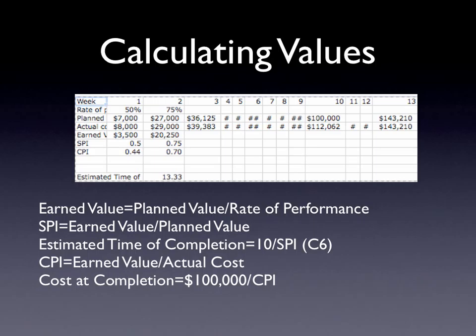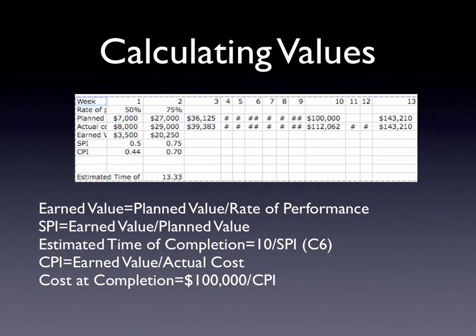Now we can calculate actual time to completion, which is the planned number of weeks, 10, divided by week 2's schedule performance index of 0.75. This yields 13.33 weeks, so we can see that the project will run behind schedule.